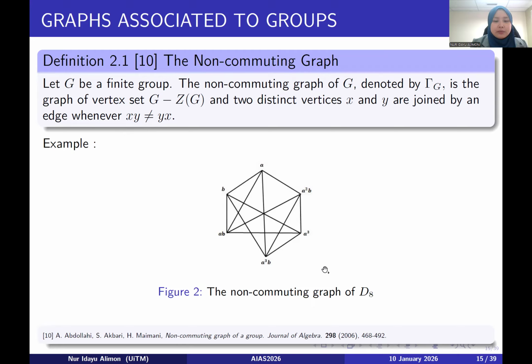Okay, so this is the example of the non-commuting graph of D8. The dihedral group of order 8 means it has 8 elements in the group, and then we exclude the center because we only consider the non-central vertices. That's why you can see here 1, 2, 3, 4, 5, 6, only 6 vertices in this graph, because in the dihedral group of order 8 we have 2 central elements.